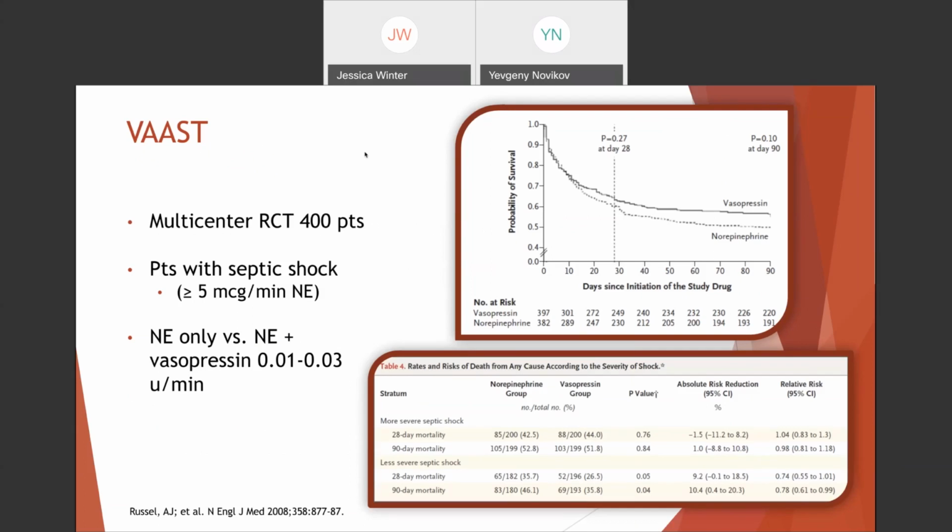When they looked at a subgroup analysis, which the study was not powered to detect, on the bottom chart, you can see patients with less severe shock. Both their 28-day and 90-day mortality showed a benefit of potentially adding vasopressin on early. So how did this study define less severe septic shock? Well, it was patients that required less than or equal to 15 micrograms per minute of norepinephrine.